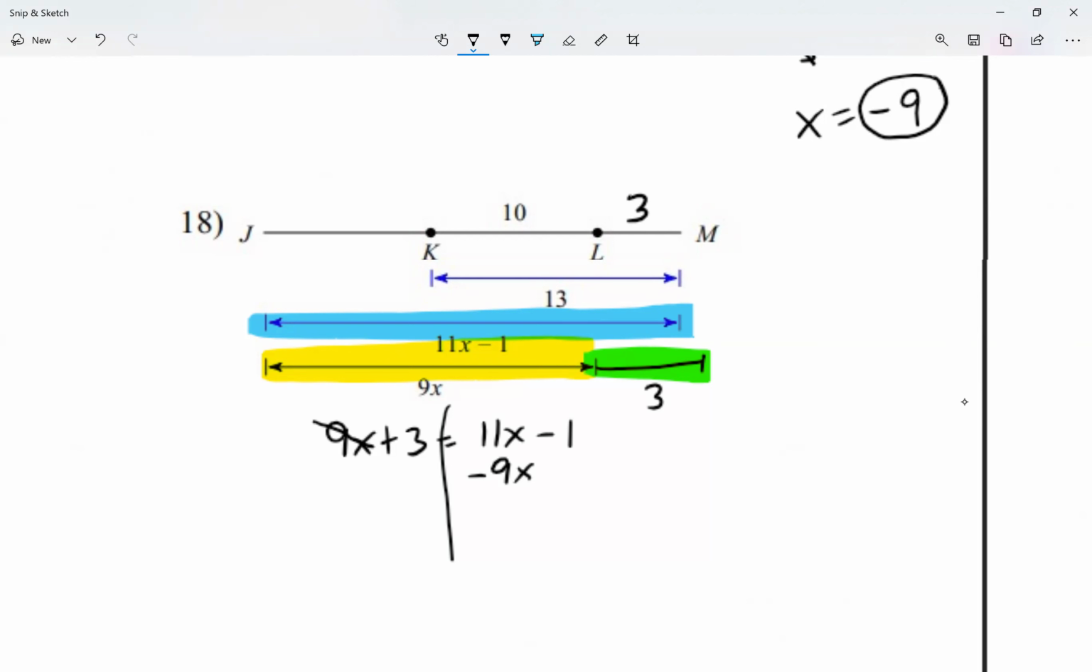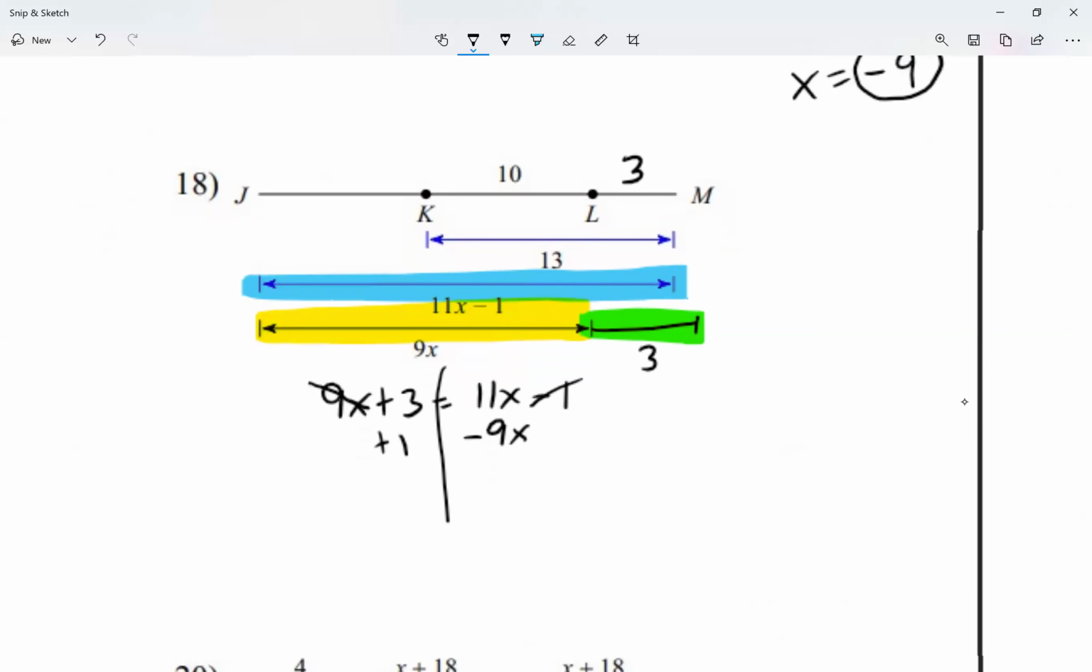Okay, now this minus 1, let me move it to the left as a plus 1. So letters on one side, numbers on the other. Looking on the left side, I have 3 plus 1. So I'm going to call that 4. On the right side, 11x minus 9x. I know 11 minus 9 is 2, so I'm going to call this 2x. Again, I was trying to avoid negatives if possible.